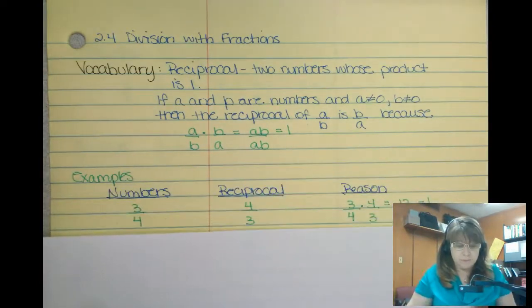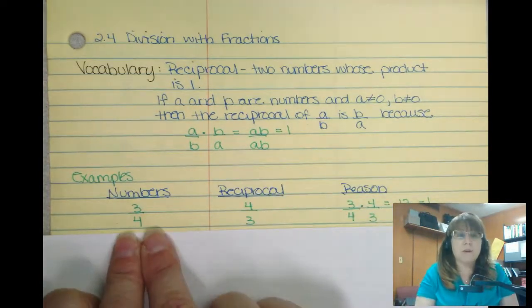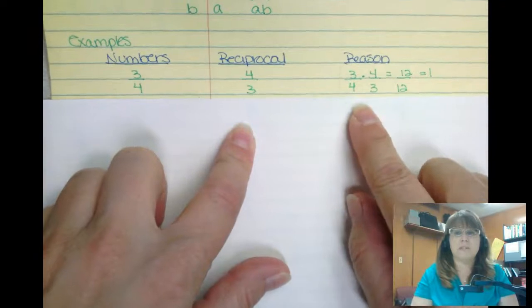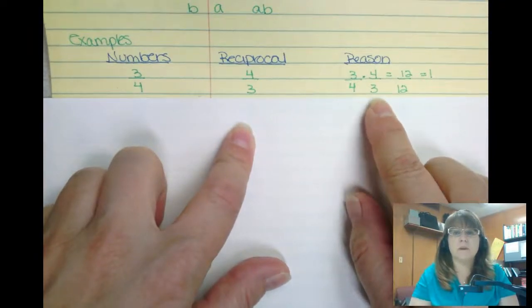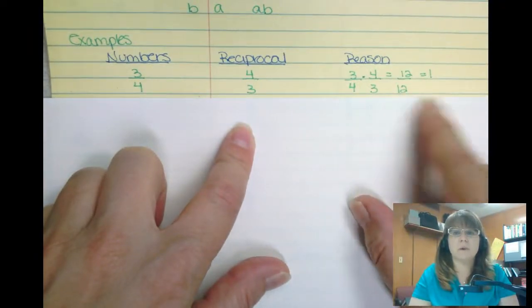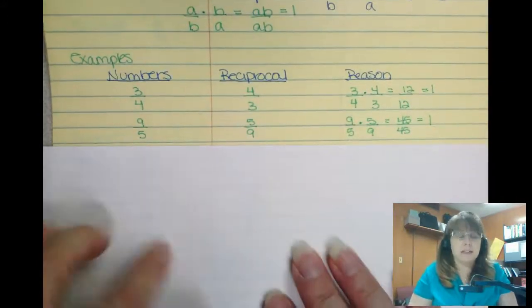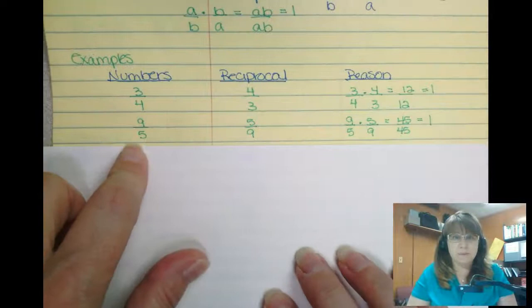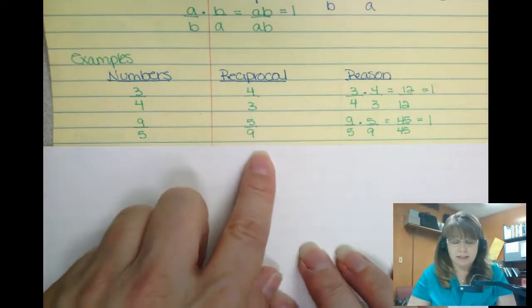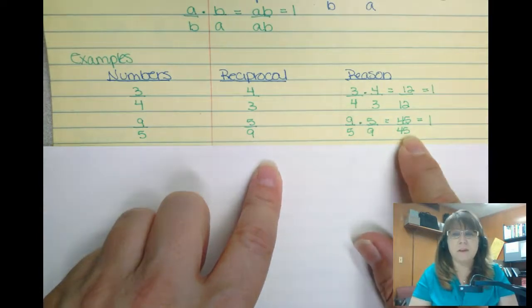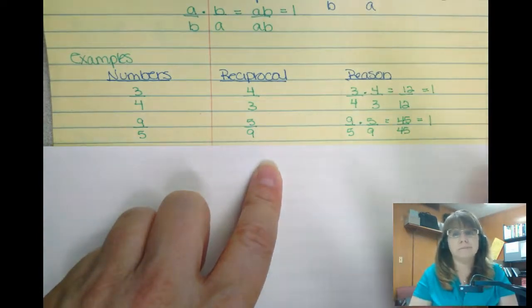So for example, 3/4, the reciprocal is 4/3, and the reason is, if you multiply them together, you have 3 times 4 over 4 times 3, 12 over 12 is 1. 9/5, the reciprocal is 5/9. Again, 9 times 5 is 45, 5 times 9 is 45, 45 over 45, 1.